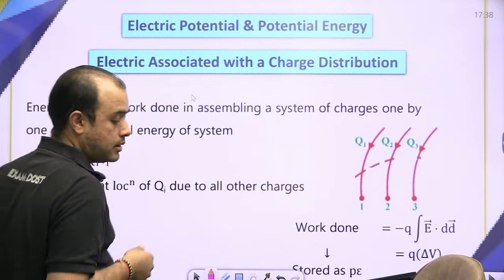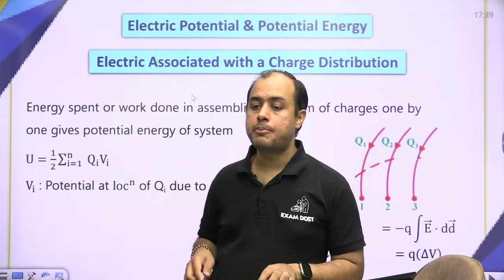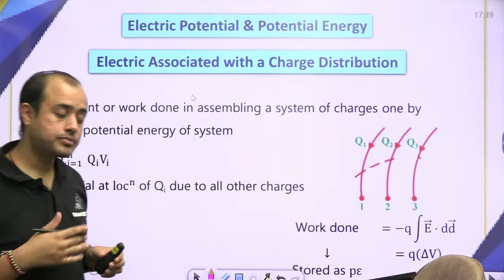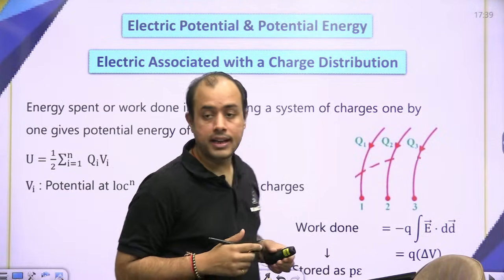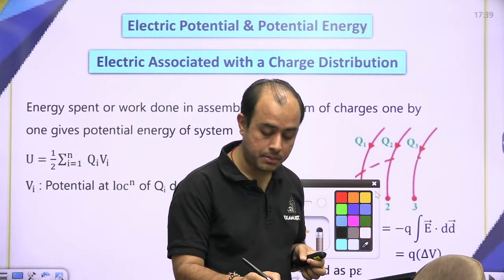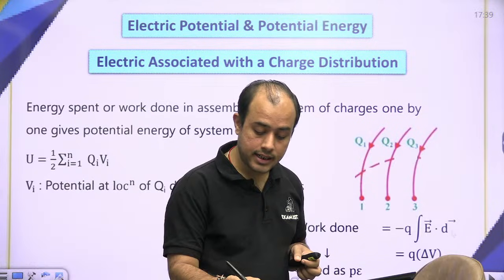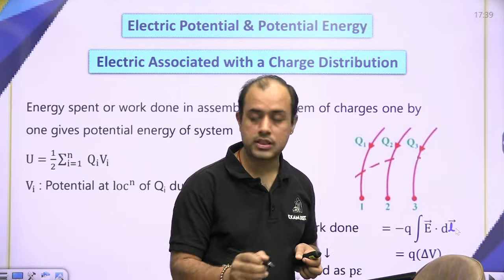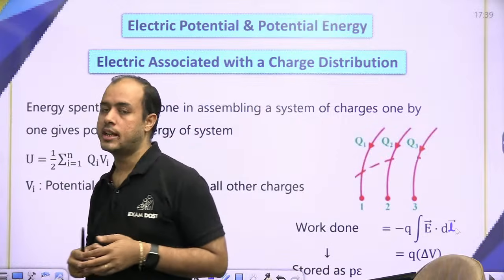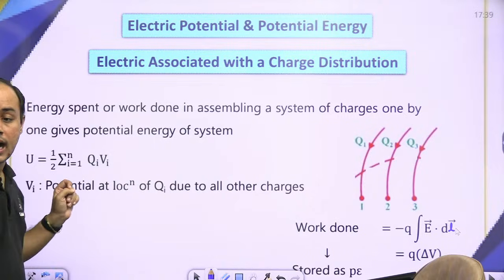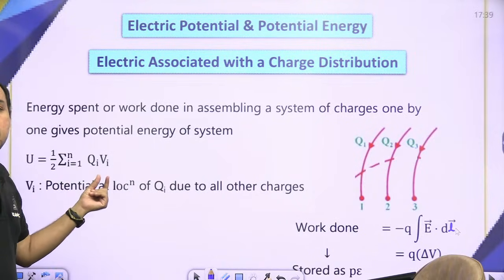Yes. So now beta, what is the potential energy? It is basically the work done in assembling, in making a system of charges by bringing charges one by one. एक एक करके चार्जेस को जोड़ करके सिस्टम बनाने में जो मेहनत हुई उसे हम कहते हैं potential energy of a system. The simple formula is half summation of Qi Vi.